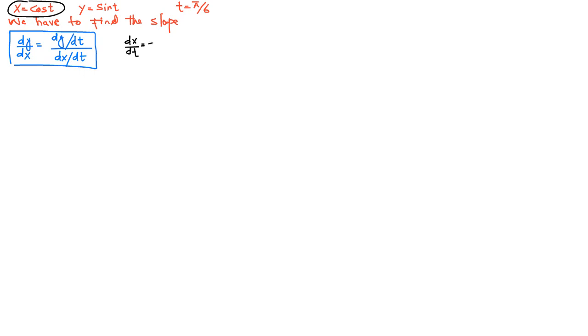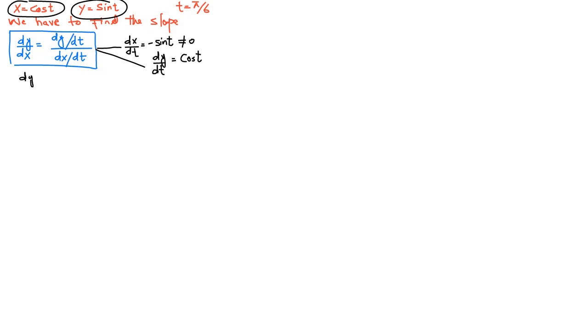Minus sine. Very good. So the derivative of cosine is minus sine. And for this one, what is the derivative of sine with respect to t? That is equal to cosine of t. Okay, now substitute, this should not be equal to 0. Okay, so substitute these two values in the formula.